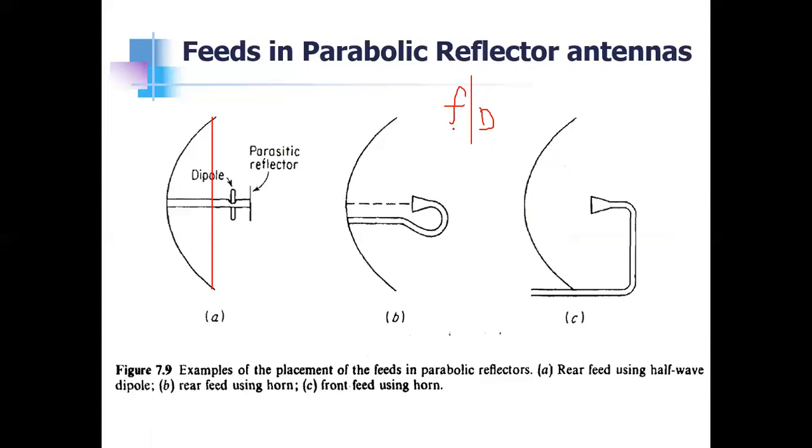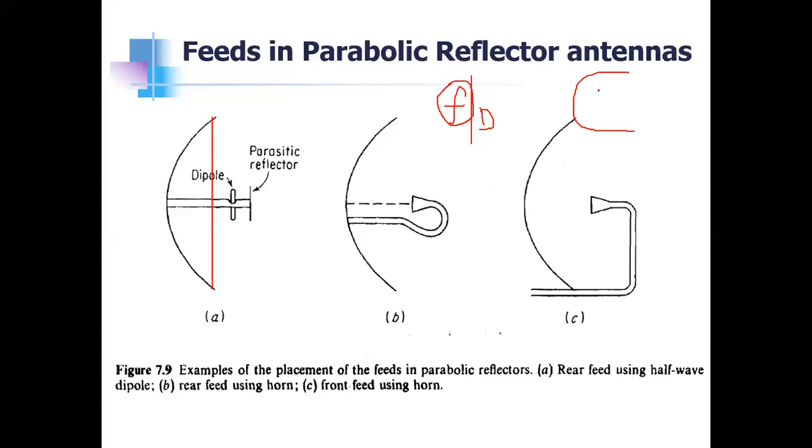So what does this ratio mean? Suppose we have a smaller F by D ratio. Small F by D ratio means we are going to have a deep reflector. Small F by D, that means this is going to be small, right? Focal length is going to be smaller. So we have a deep reflector, which is difficult to illuminate, right?